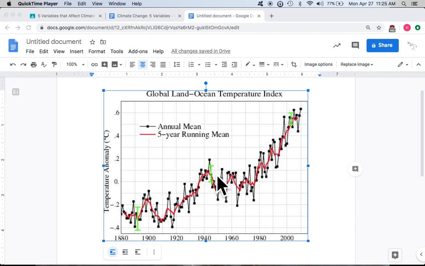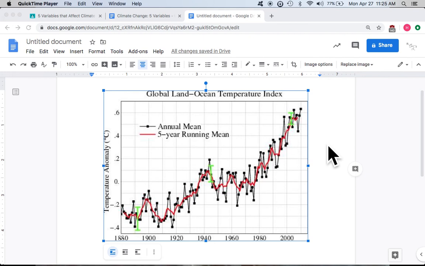So two things are happening. The average temperature is going up. And then the temperature anomaly, every year, it's a little bit warmer than the average. So what we need to try and do with this activity is explain why. What is causing this increase in average temperatures year after year after year?